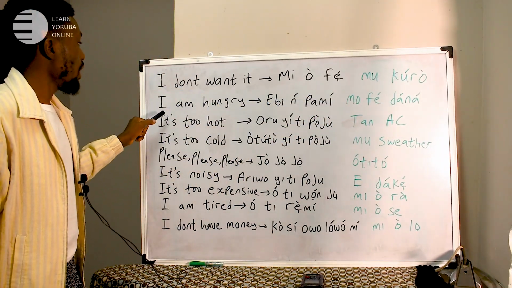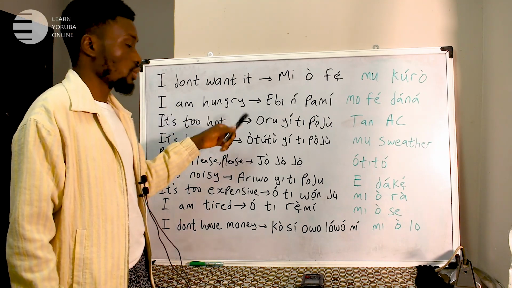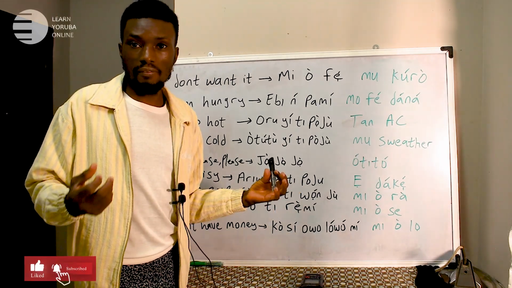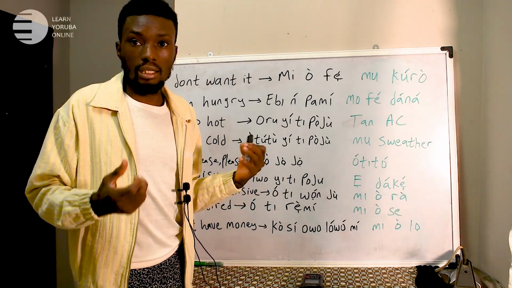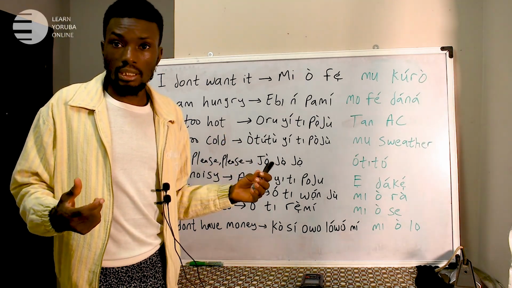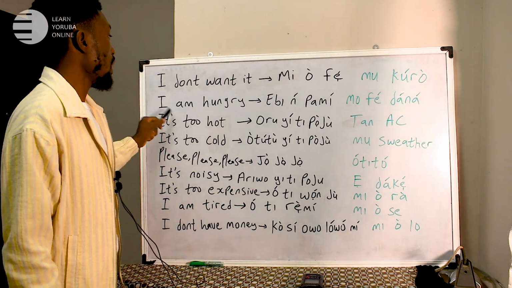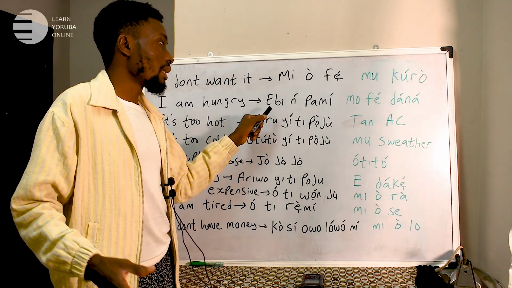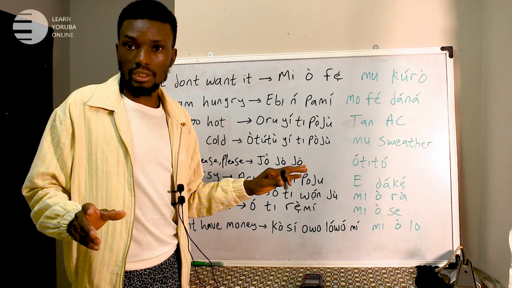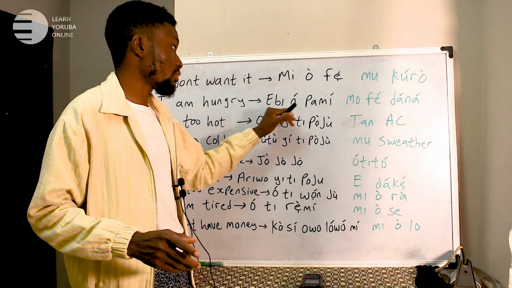So we can also have I am hungry. I am hungry. So what we have here is ebi npami. So you know there are different ways that every language actually constructs their sentences. So hunger in Yoruba is ebi. In English we say I am hungry, but in Yoruba we say hunger is killing me. That's the direct interpretation in English. If we directly interpret it to English, that's what it means.